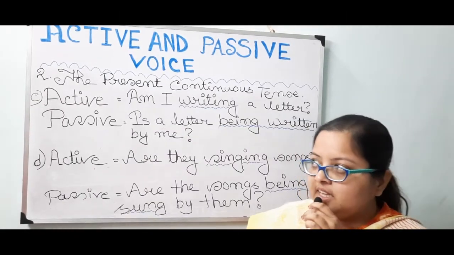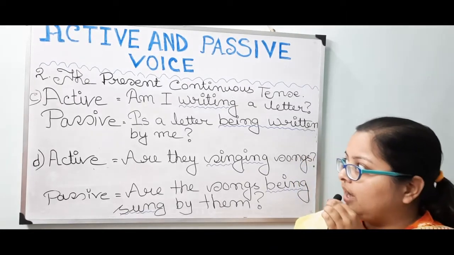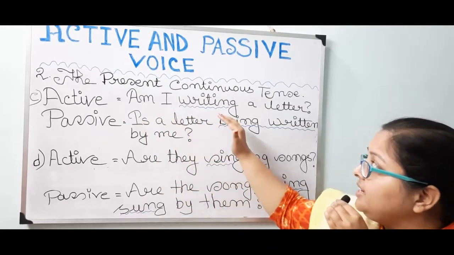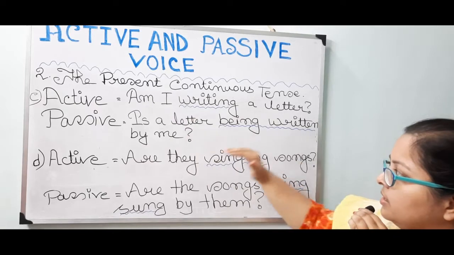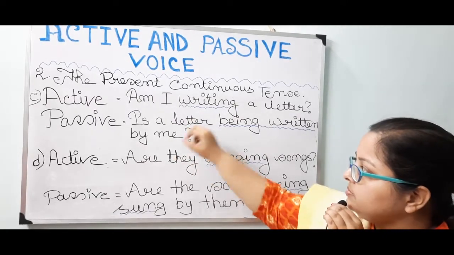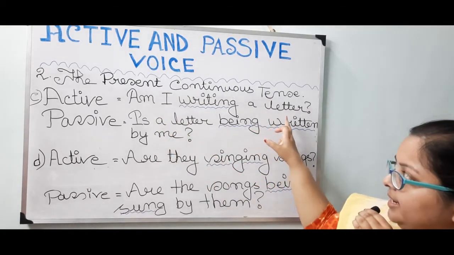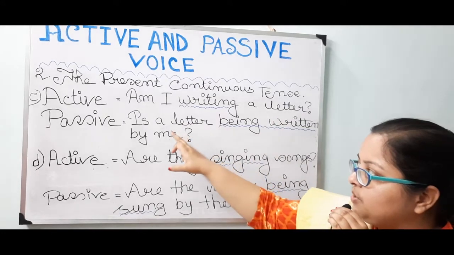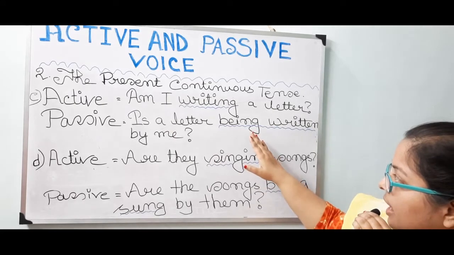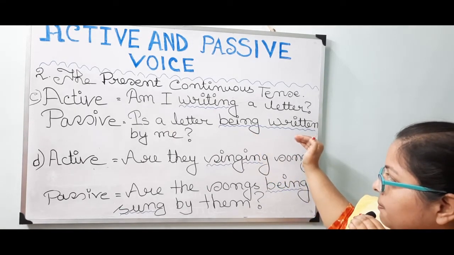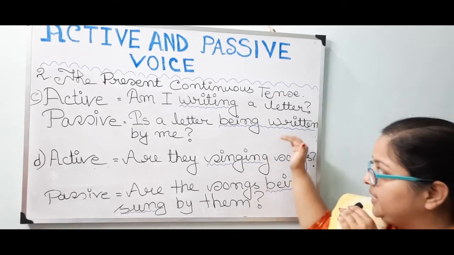Next, in case of an interrogative sentence or question, a little bit different rule is followed. Now see the active voice: Am I writing a letter? Passive: Is a letter being written by me? Question mark. See students, am is getting changed into is. Then a letter, the object of the active voice, is coming into the place of the subject of the passive voice. Then being according to the rule. Then the third form of the word write, that is written, is placed over here.